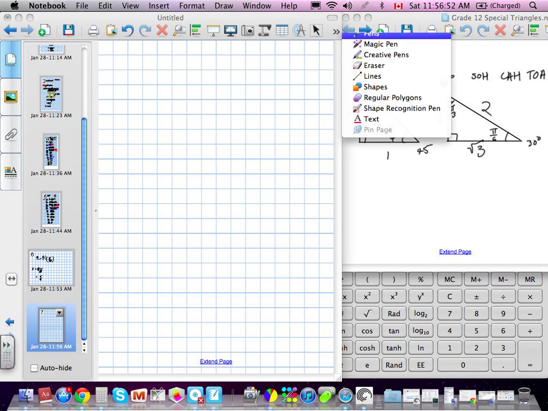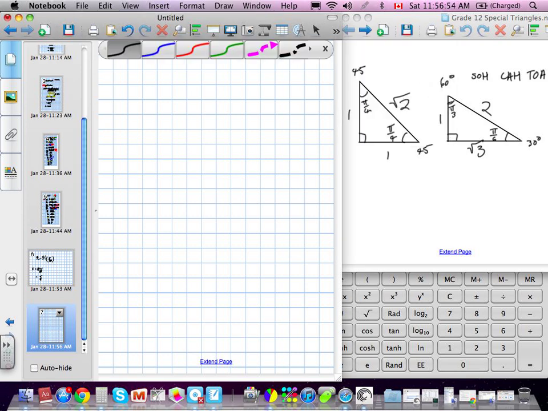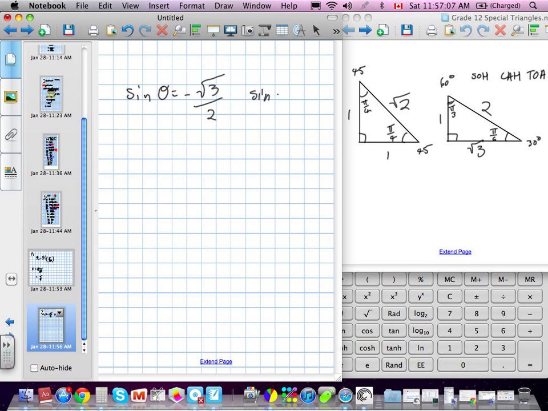So this question states, if sine theta is equal to negative root 3 over 2, remember, sine theta is essentially opposite over hypotenuse, right? Essentially, what are the possible values of cos theta and tan theta given these conditions?